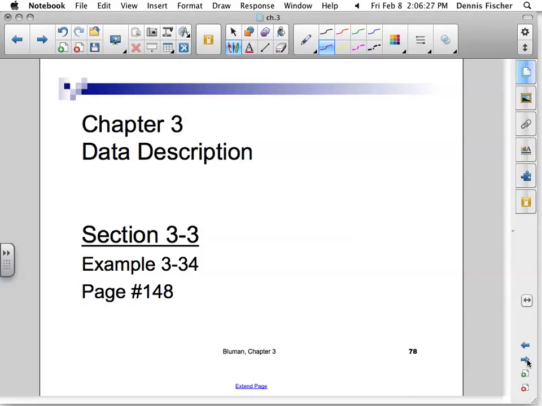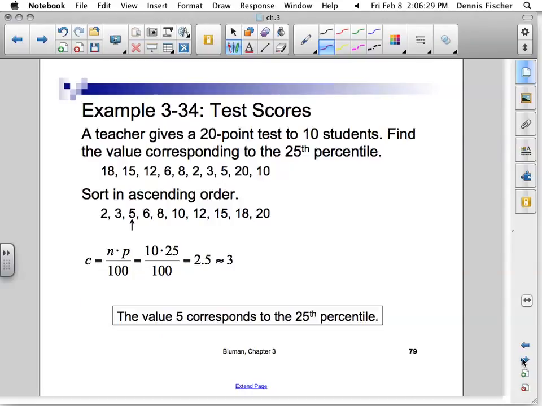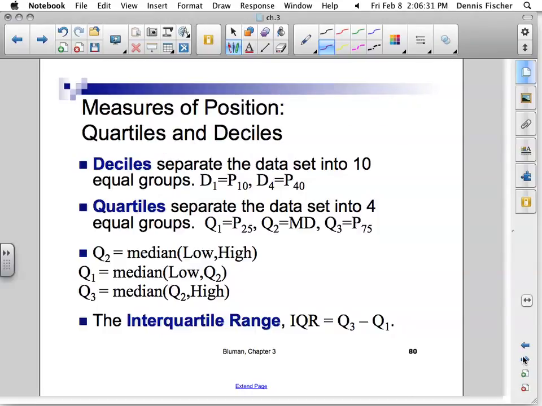Okay, and then it has another problem here. Okay, go through deciles. Deciles is separating your data. I'm not going to get into a lot of this right now. Deciles is separating your data set into groups of 10.